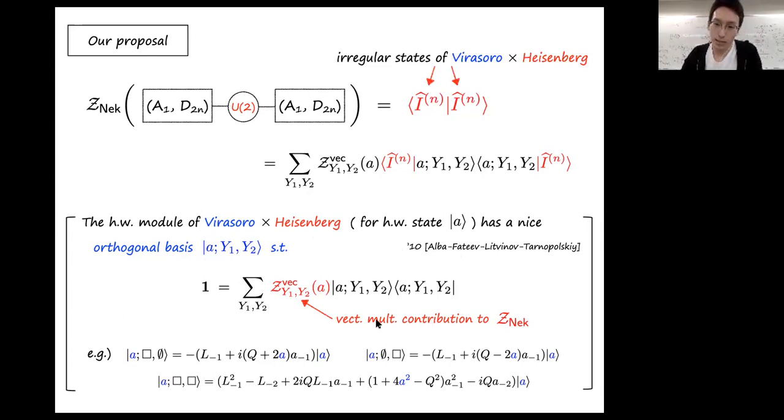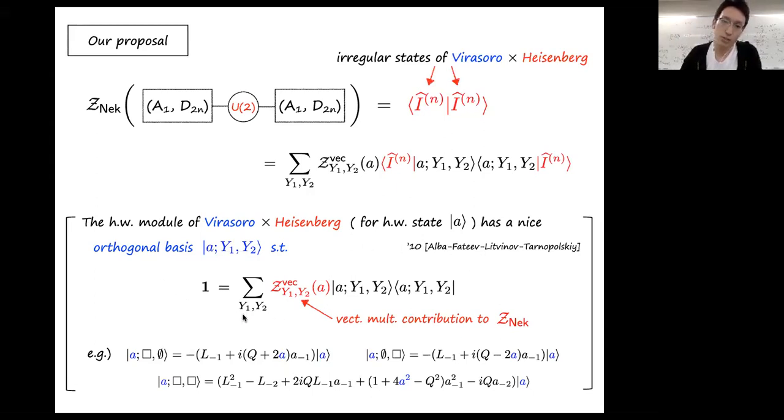And these are some lower examples of these bases. So if Y1 is just a single box and Y2 is empty, then it's given by this formula. And if Y1 is empty and Y2 is a box, then you have this, which is quite similar to this, but you have a slightly different sign here. And you have a lot of other states. So by using this, we got this equation.